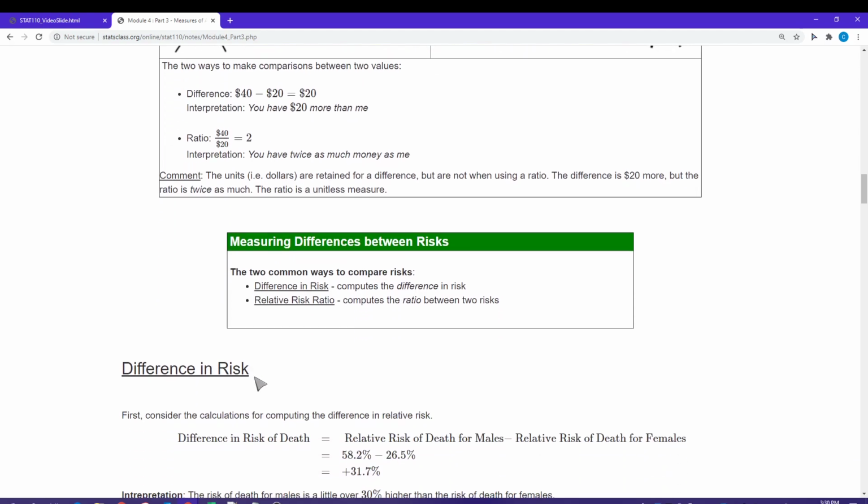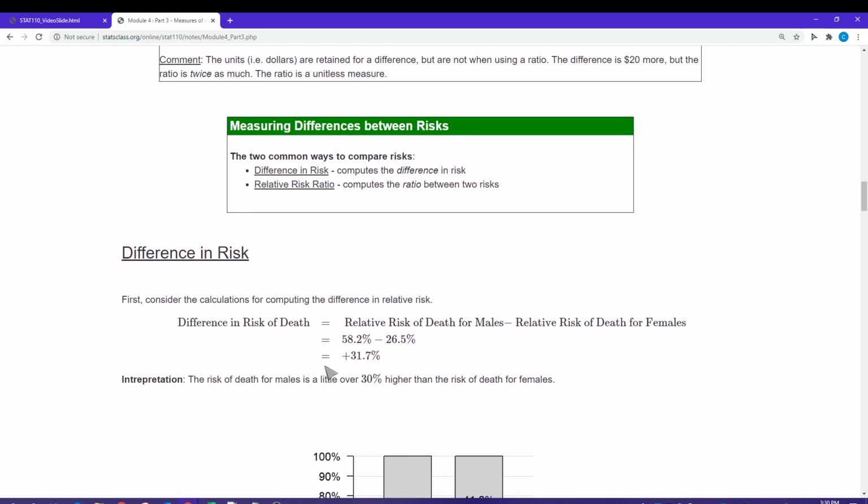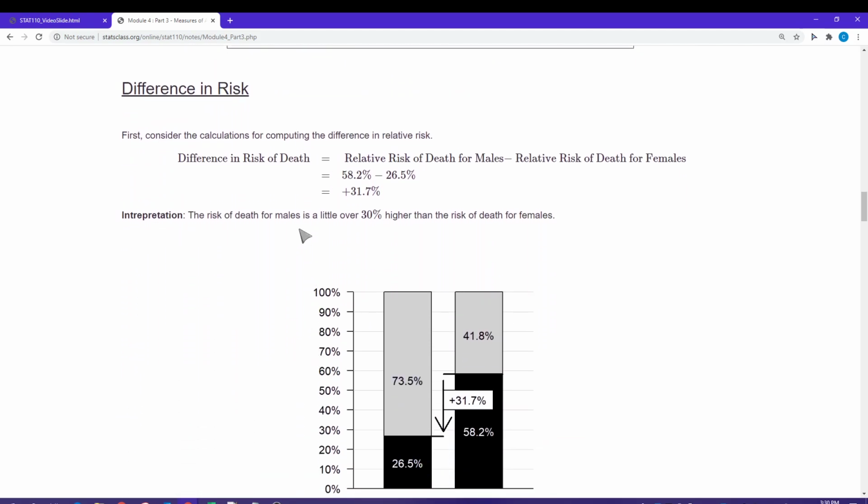Those same two ideas can be used when we talk about risk. We can either look at the difference in the risk or the ratio in the risk. So let's go ahead and compute the difference in the risk. The difference in the risk of death is going to be the risk of death for males minus the risk of death for females.